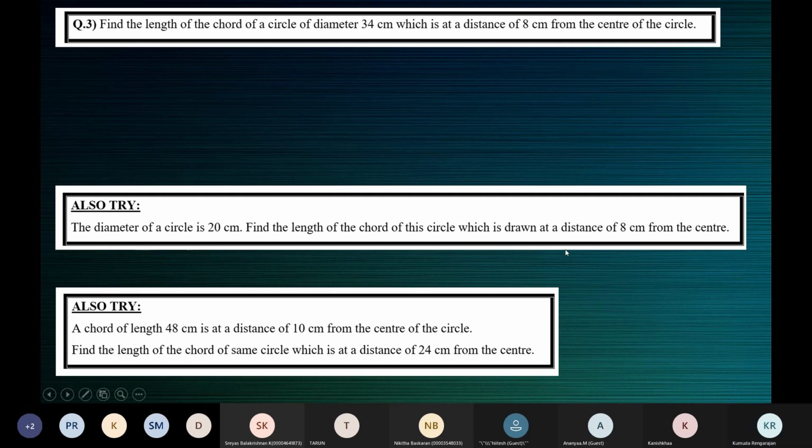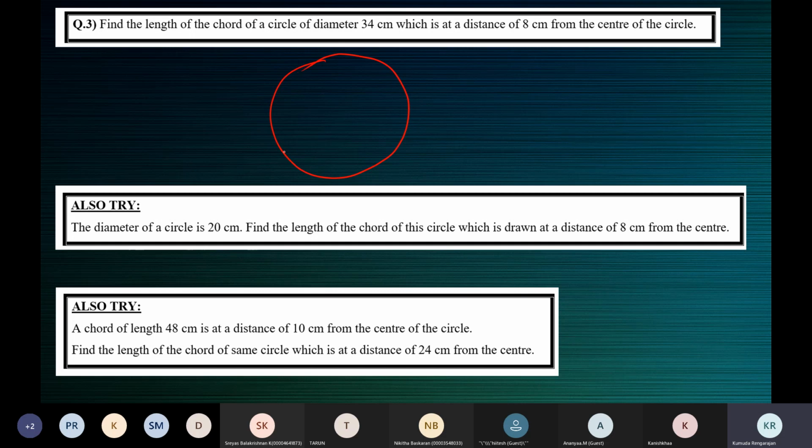Yeah, children. Yes, Shreyas, what's your answer? I think you shared your answer. Somebody told me, yes, ma'am, 30 centimeters. 30, 30. Okay.